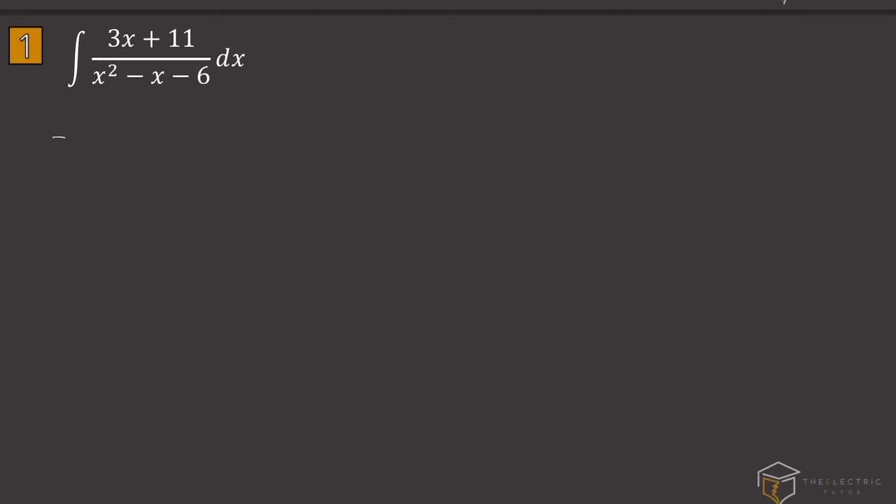Alright, so for our first example, we have the integral of 3x plus 11 over x squared minus x minus 6 dx. And the first thing you should do whenever you see an integral, especially if it looks like this, is ask yourself, can I solve this using u substitution? Because this is the most basic technique for integrals. Now, if I say u equals 3x plus 11, then du is going to be 3 dx, which is not going to help me, especially for the denominator.